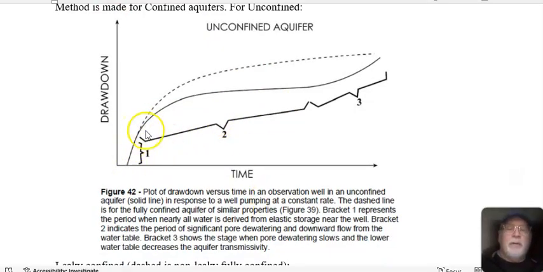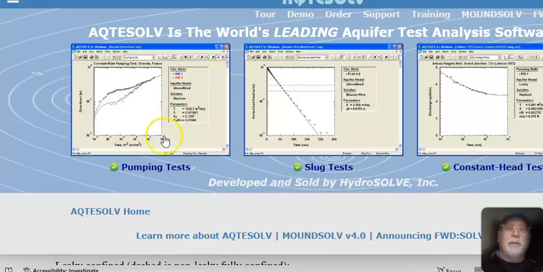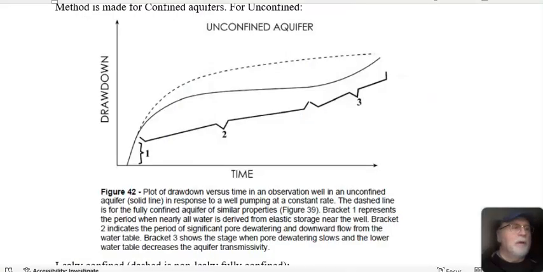At first, you have the water coming out near the well, and then you have it drawing down, and then when it starts to draw down more, because the water table is lower, you reduce the transmissivity, or hydraulic conductivity. So you have that funny curve to it. And actually, if you look at the front page of the Aqtesolv website, their example for the pumping test looks like an unconfined aquifer to me. So there are methods for doing that, and again, Aqtesolv can do that.